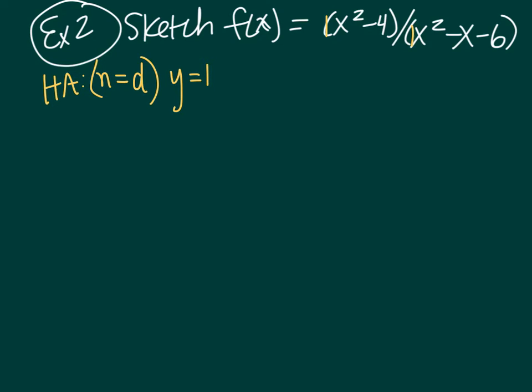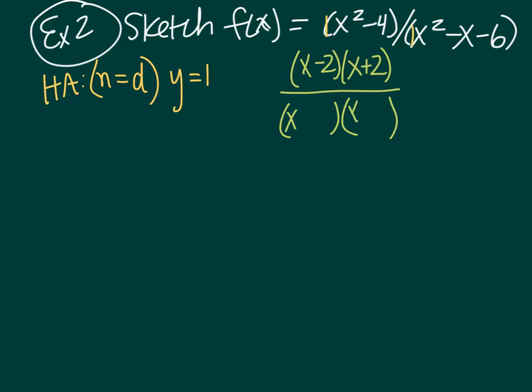Let's go ahead and factor the numerator and the denominator. The numerator is going to be x minus 2, x plus 2. Denominator is going to be, we're looking at the negative 6, what multiplies to negative 6 and then adds to negative 1. That's going to be a negative 3 and a positive 2. Well, this is helpful because what we're actually going to be graphing and dealing with is going to look a lot more simple than what we started with.